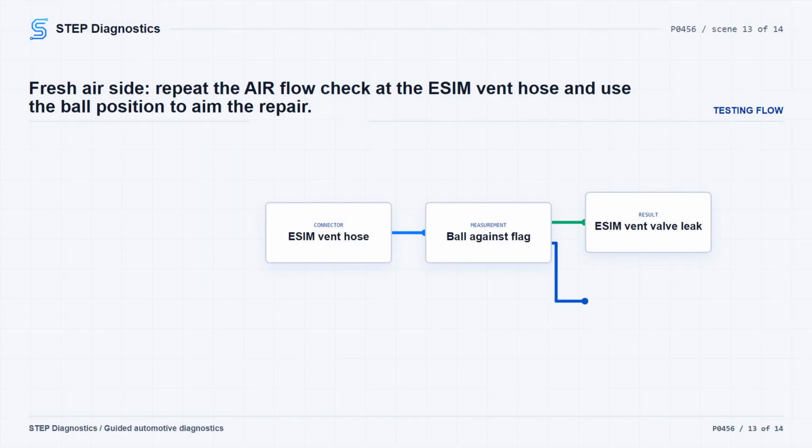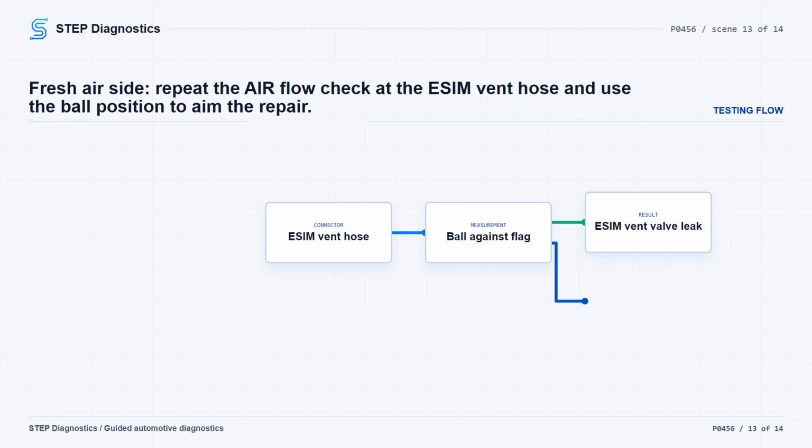For the fresh air side, use the yield again in AIR mode. Power and ground the tester, connect shop air, press the remote button, block the AIR supply tip, and set the red flag to the ball if the ball is not resting at the bottom of the flow meter. Connect service adapter 8400 to the ESIM vent hose. Connect the AIR supply tip. Press the remote button, and compare the ball to the flag.